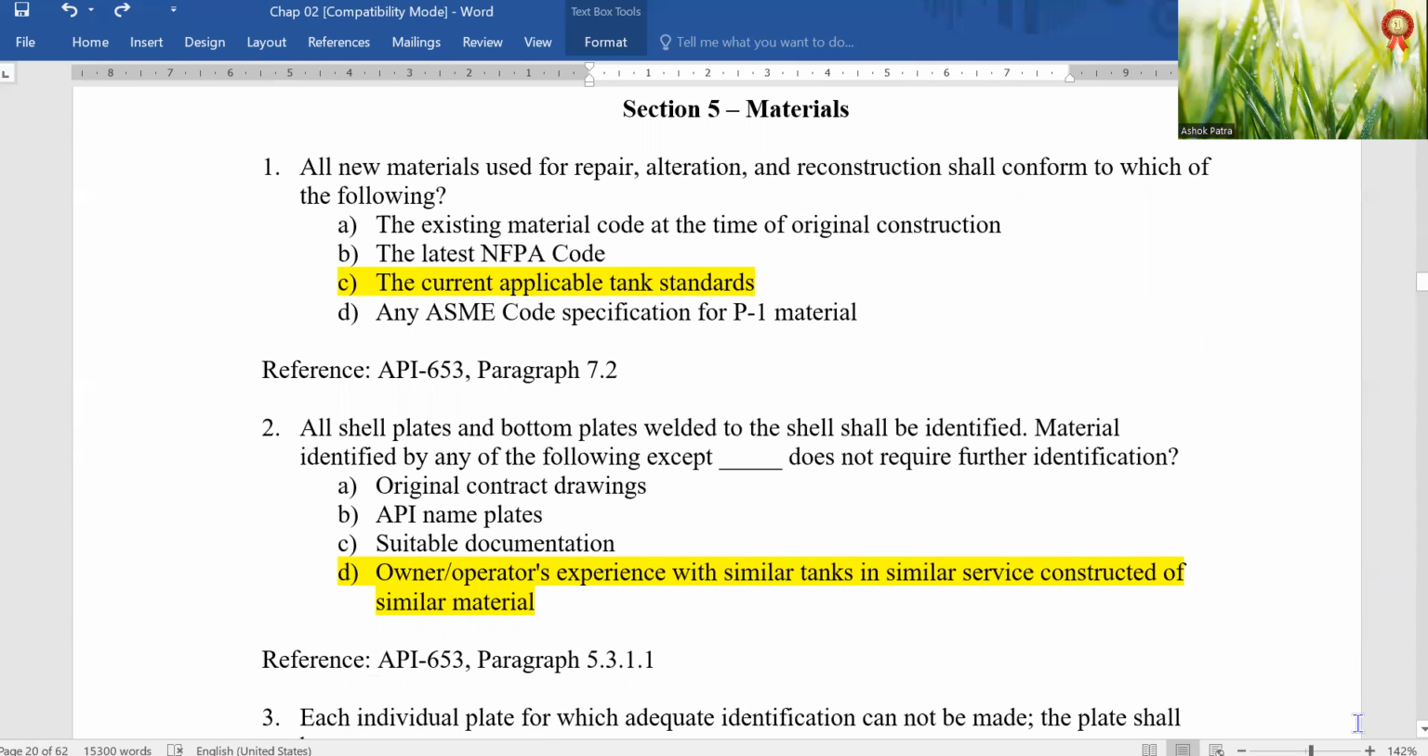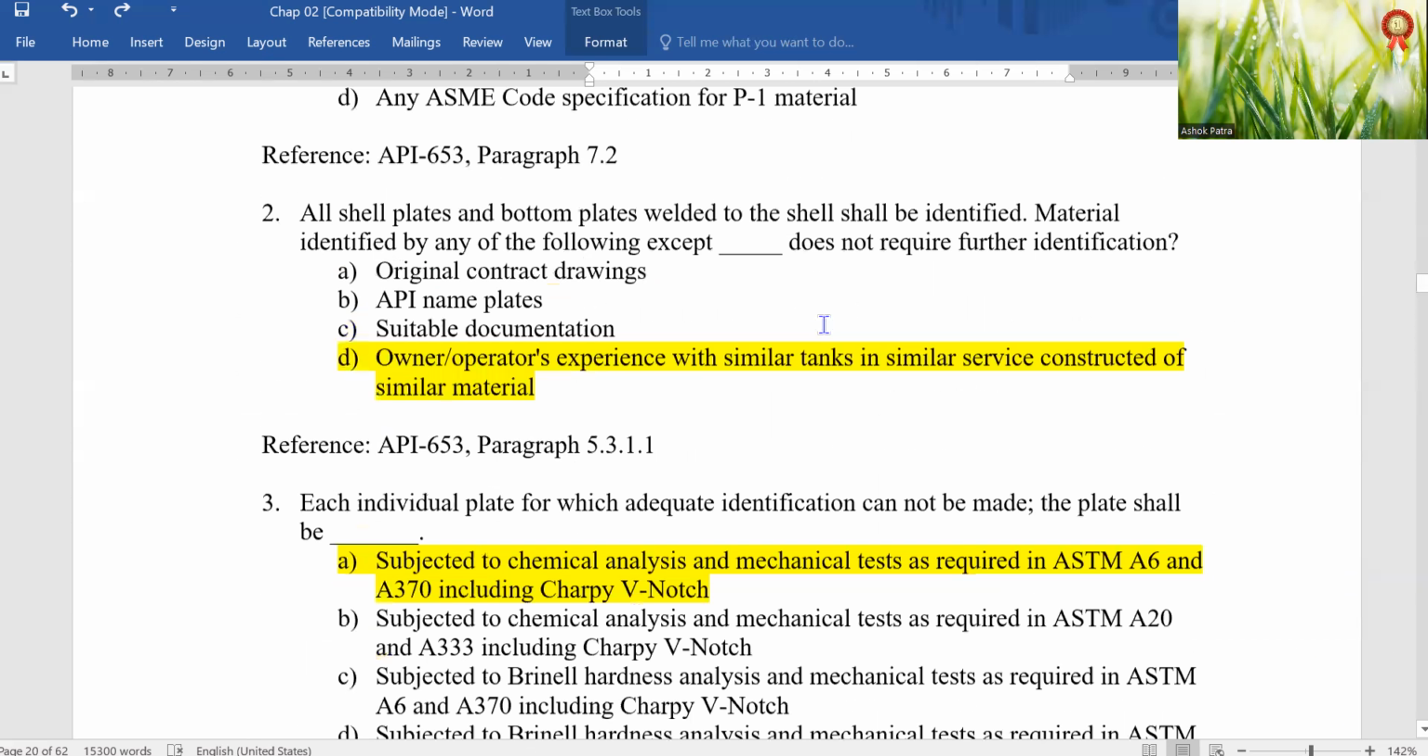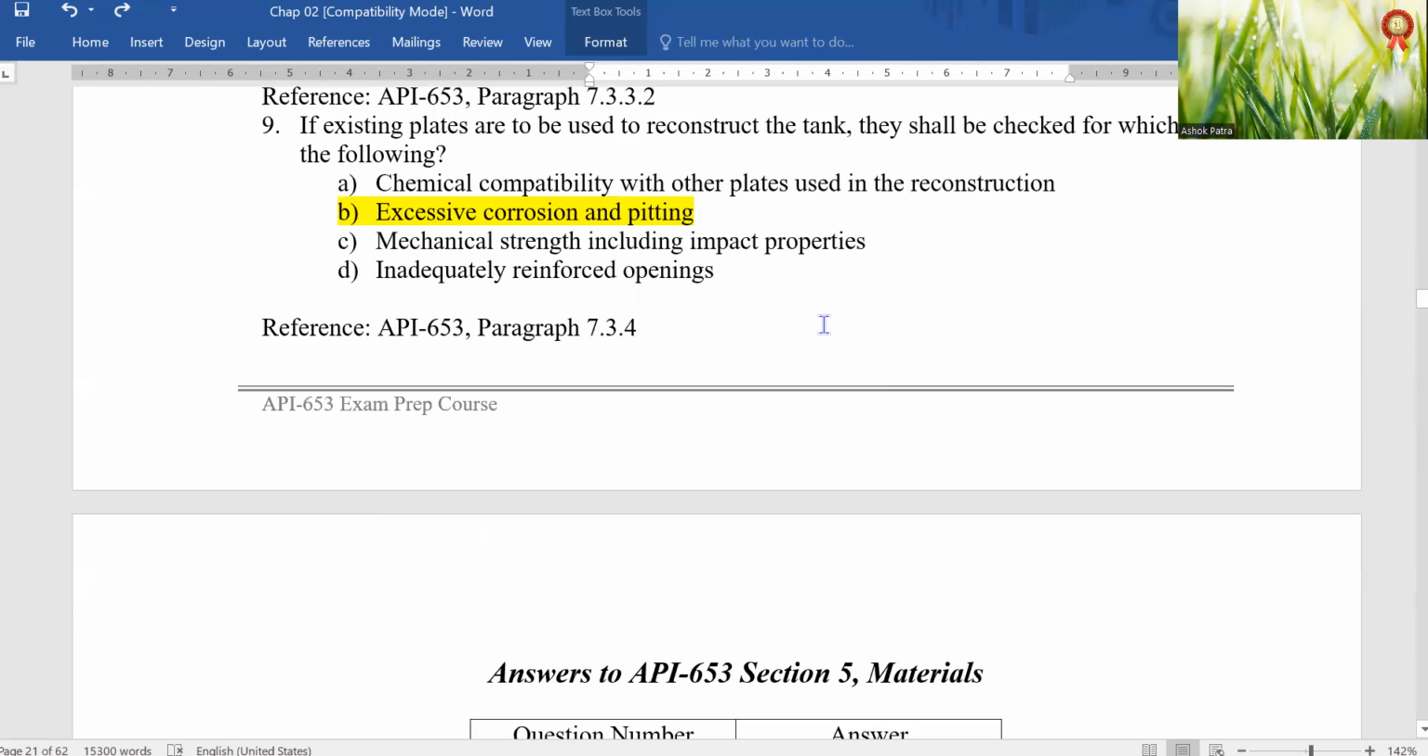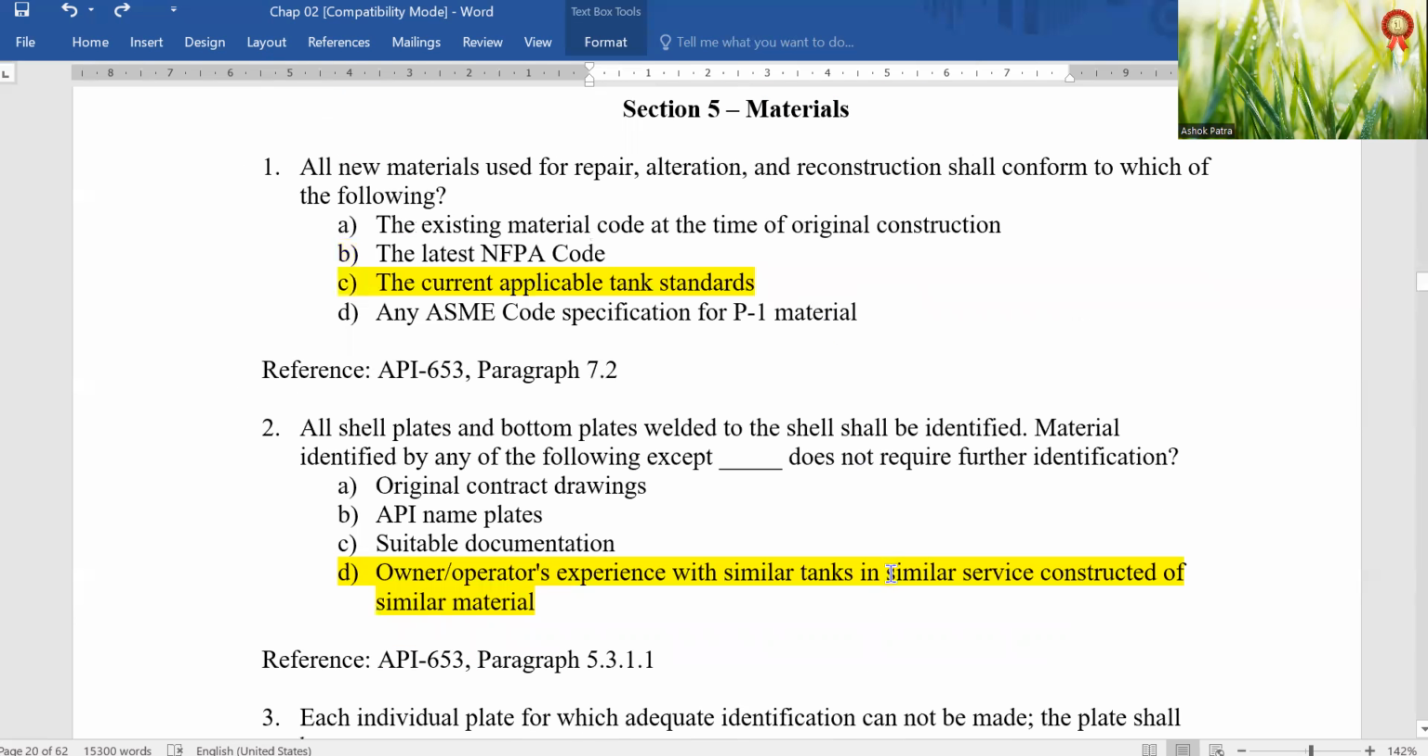Materials: the new materials used for repair, alteration, and reconstruction shall conform to which of the following? The current applicable tank standard. The shell plates and bottom plates welded to the shell shall be identified. Material is identified by any of the following except owner operator experience with similar tanks in similar service constructed of similar material, which doesn't require further identification.